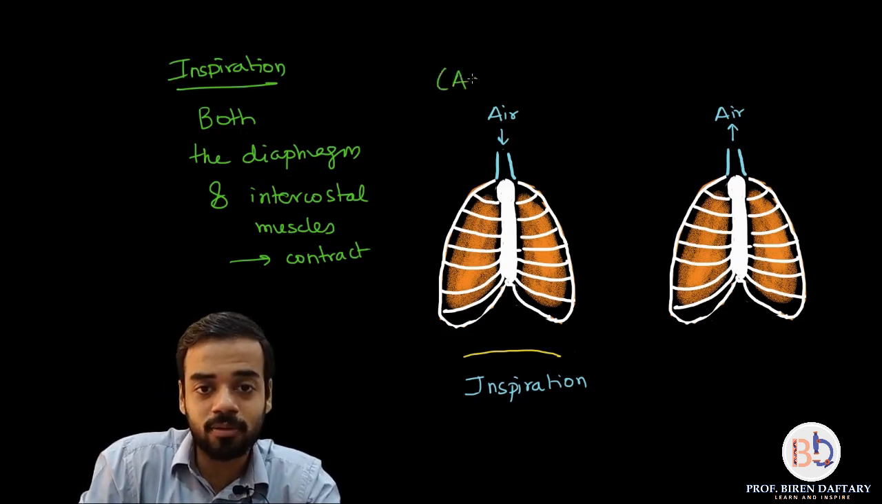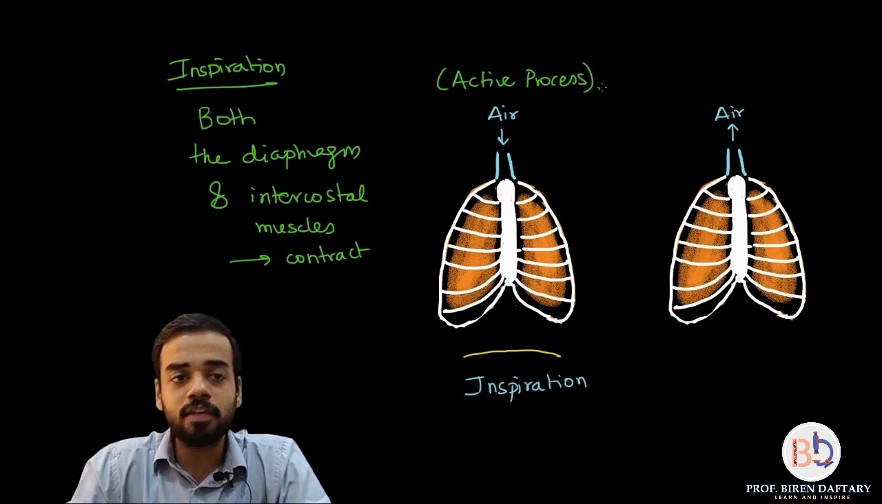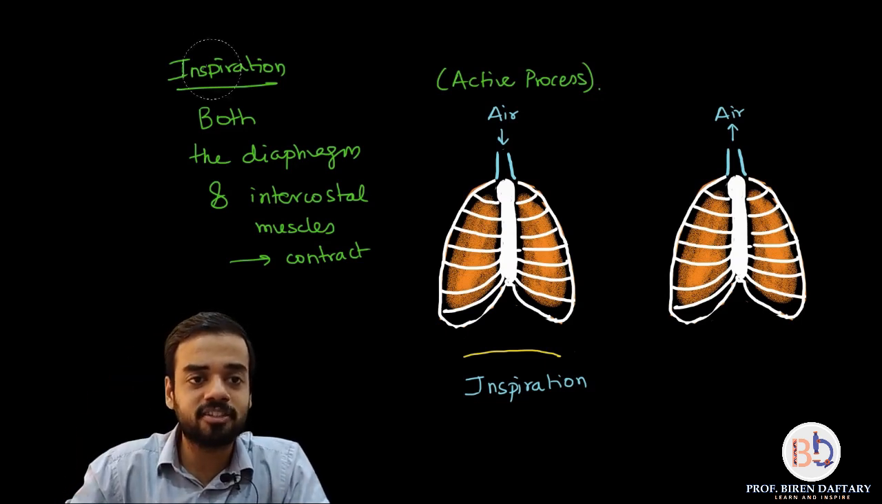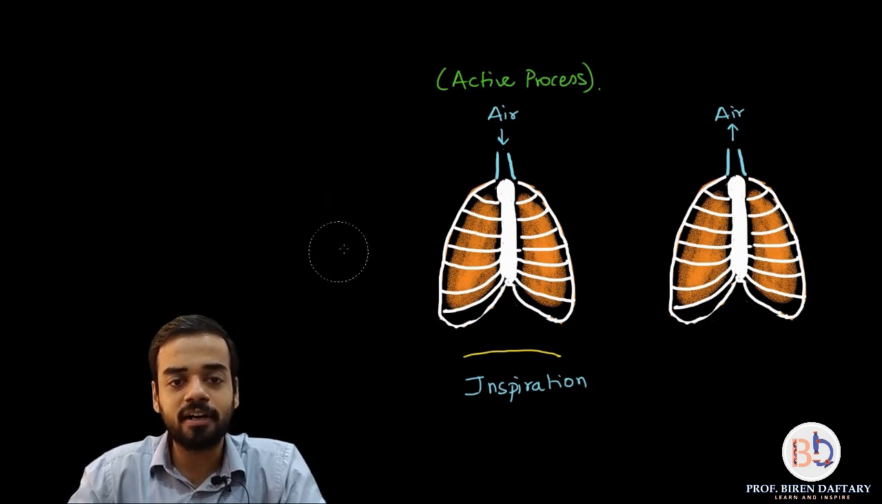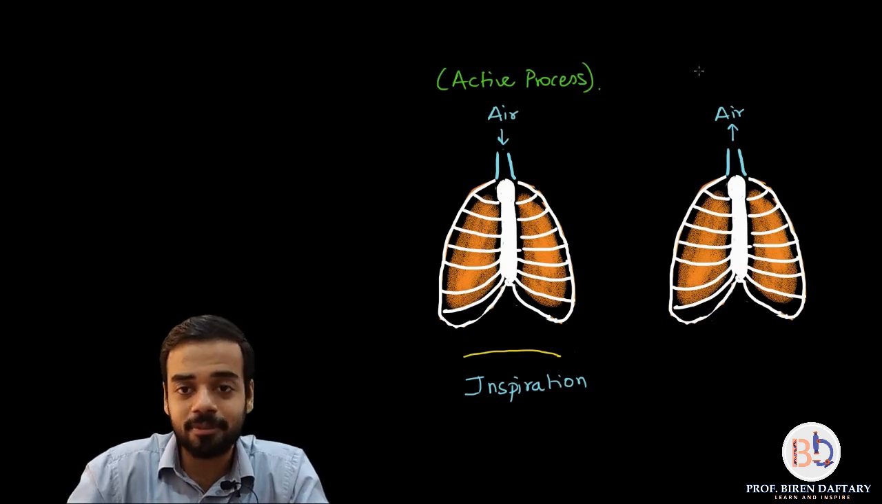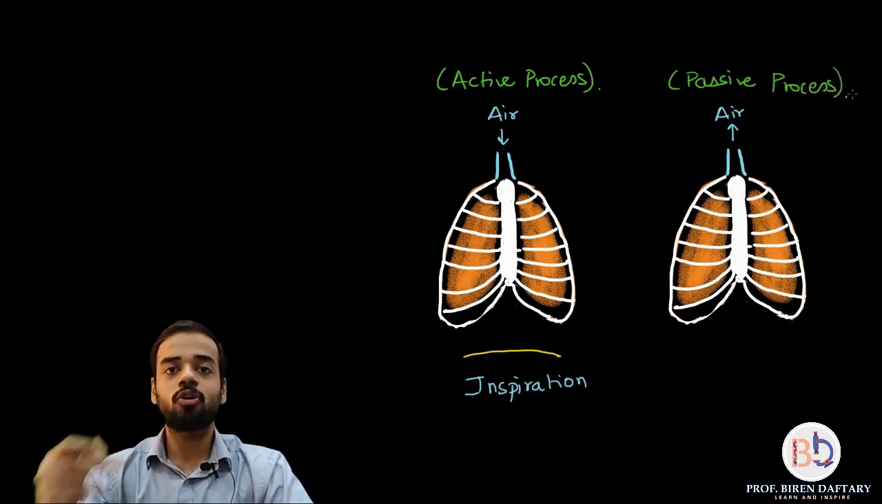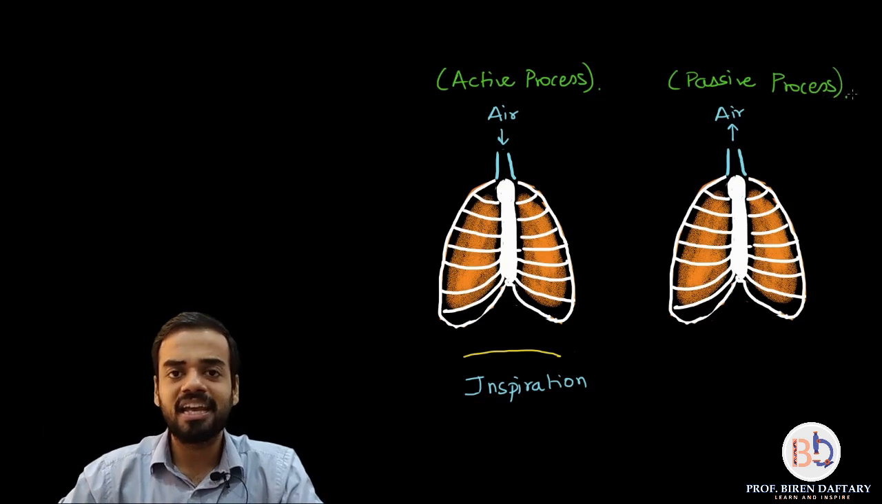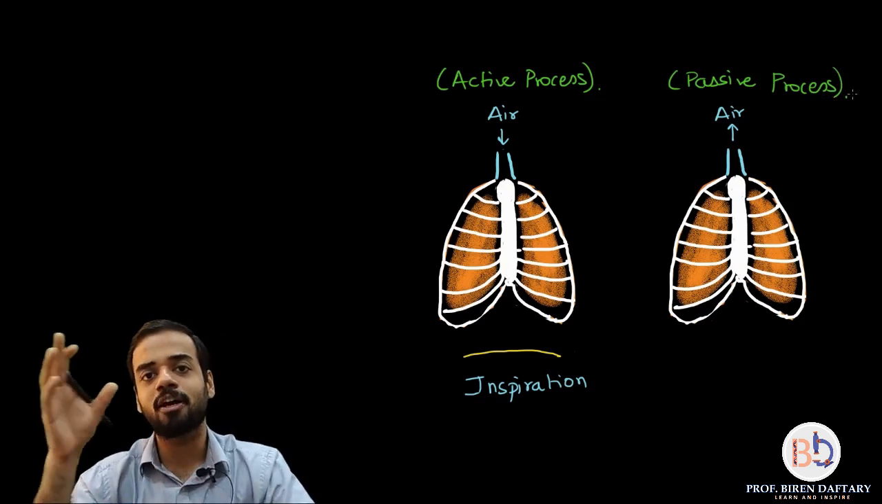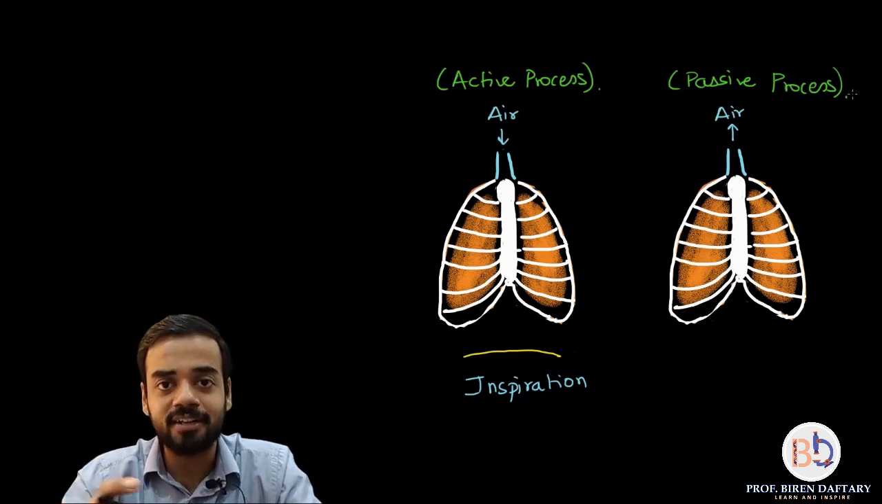Please remember this. So I am writing over here, it is an active process, that means it requires energy. Is this clear? If you have understood inspiration, expiration will become very easy. Now if I ask you, is expiration an active or passive process? It is a passive process. Let me write it down, then I will explain it to you. Now you want to remove the air from the lungs. Everything that is going to happen is going to be opposite in nature. So what is going to happen first? Both the muscles which have contracted, now they will relax.